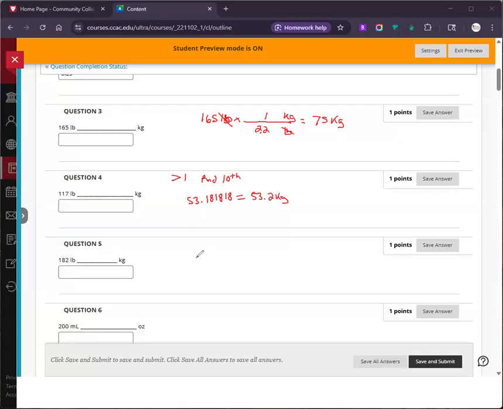Yep. So again, if there's a decimal there, we want to round to the nearest tenth. Now, the difference between 82.7 and 83 when it comes to weight-based calculations is probably not a significant number, but they want you to round your answers to the nearest tenth.